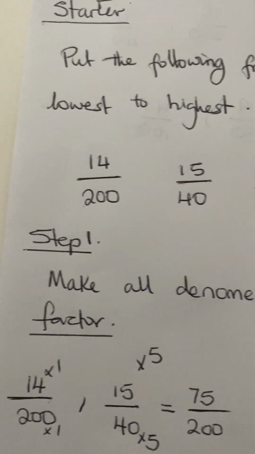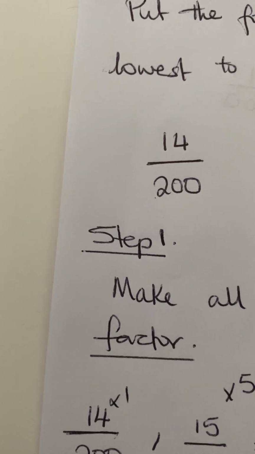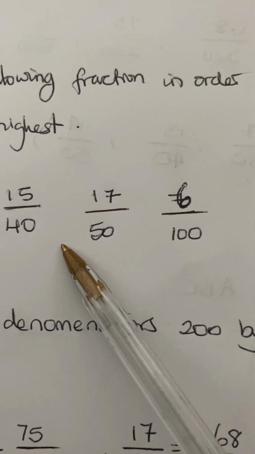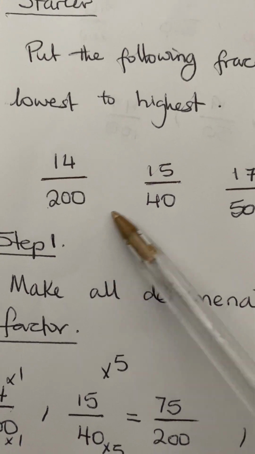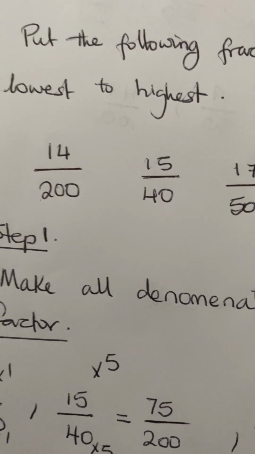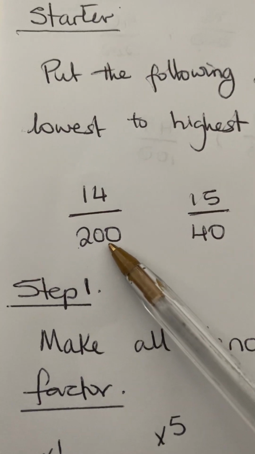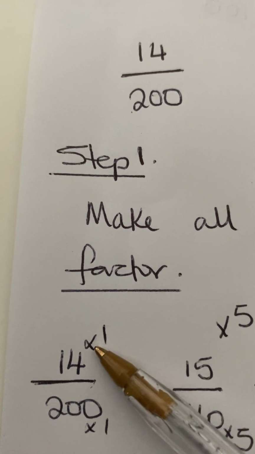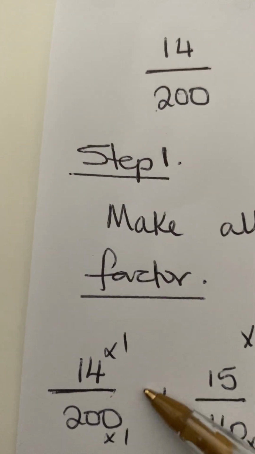When you get a question like this, you should be thinking about the denominator. Your first step is to change all the denominators and make them the same. If I look at the denominators I have here, I will change everything to 200. The first one is 14/200, so I don't need to do anything to that, because if I multiply both the numerator and the denominator by 1, I still have that. So that's on the side.